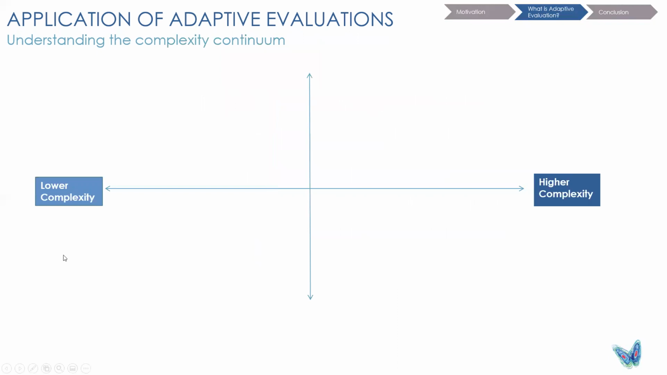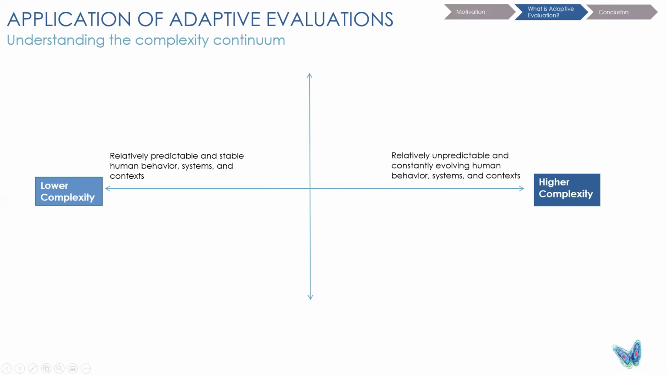And as you've discussed, of course, there's a complexity continuum, and you can move from higher to lower complexity. And as we described, by higher complexity, we mean relatively unpredictable and constantly evolving human behavior, systems, and contexts. And lower complexity, meaning relatively stable human behavior, systems, and contexts. But what's important to understand is that the different complexity environments have important implications for evaluation.